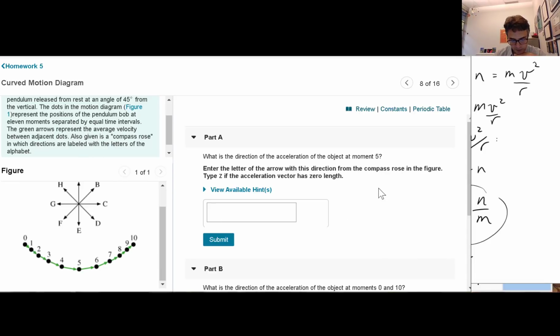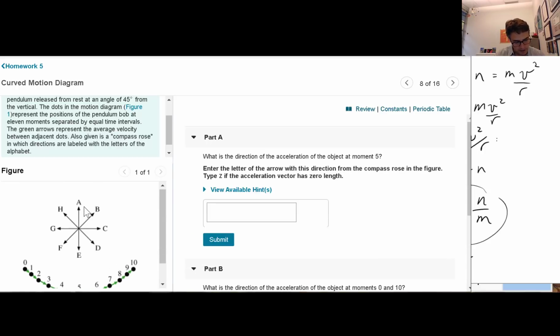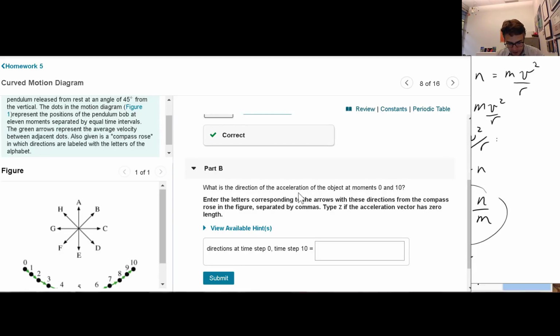What is the direction of the acceleration at moment 5? Okay, so at moment 5, the velocity is to the right, and I think that's the fastest it's going. So it's speeding up on the way down, it's slowing down on the way up, so at the very bottom, it's not changing its speed. So I think the answer will be A, the acceleration direction straight up towards the center of the circle at the bottom.